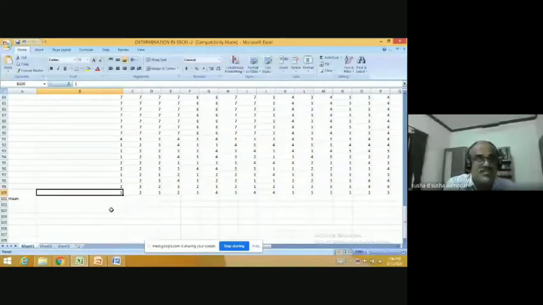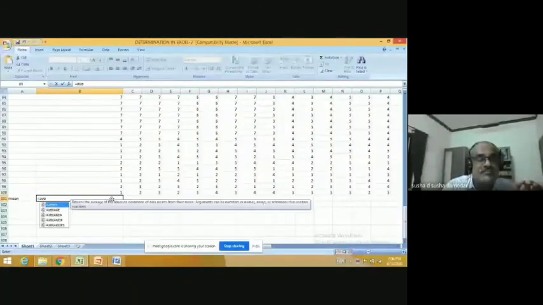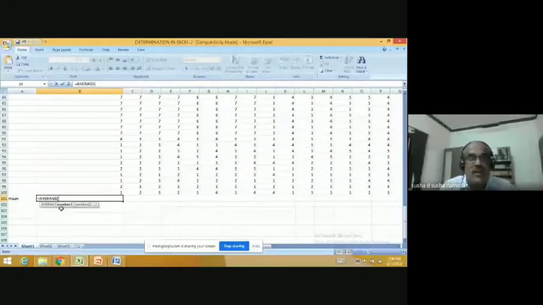Mean means average. Then select the column for which we need the average.